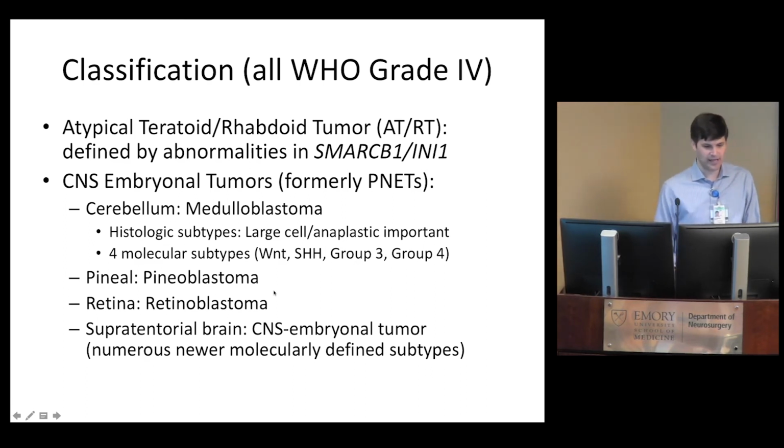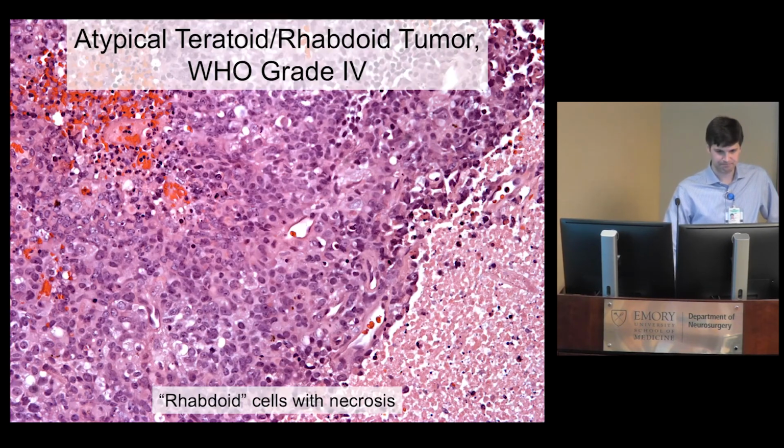In the pineal gland or the pineal region, if you see an embryonal tumor, we would call it a pineoblastoma. In the retina, retinoblastoma. And in the supratentorial brain elsewhere, we call these things CNS embryonal tumors. And there's actually been a lot of work done recently defining a bunch of different molecular subtypes of CNS embryonal tumors. In fact, some of that work shows that some of these tumors really fit better into the category of glioblastomas, particularly in kids.